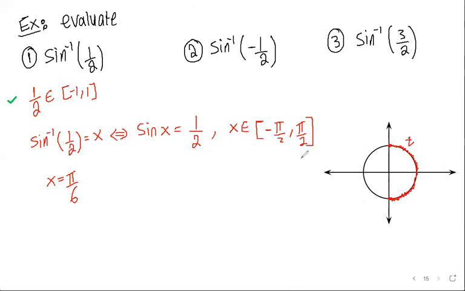X is between -π/2, this is -π/2, and this is π/2. So x = π/6 is here, around here. It's π/6 here. So the value for x is π/6. For the first one, the value is π/6.